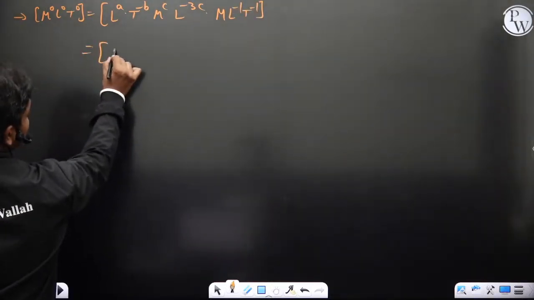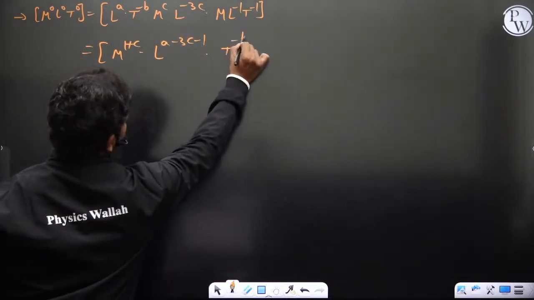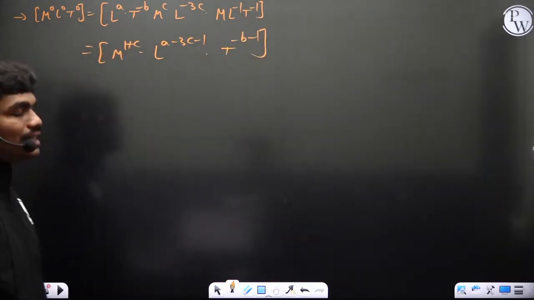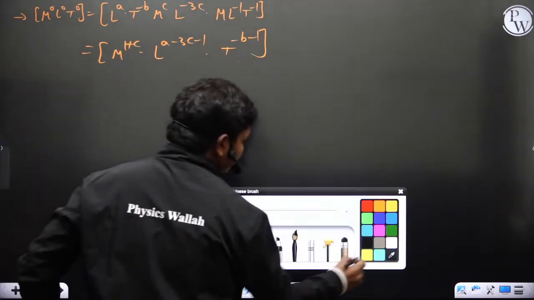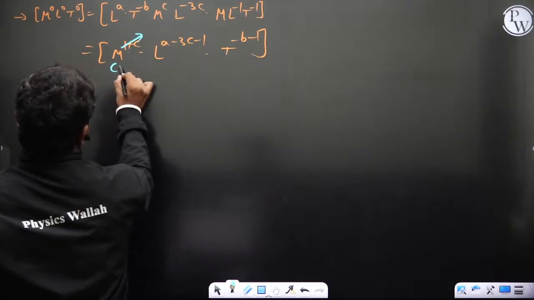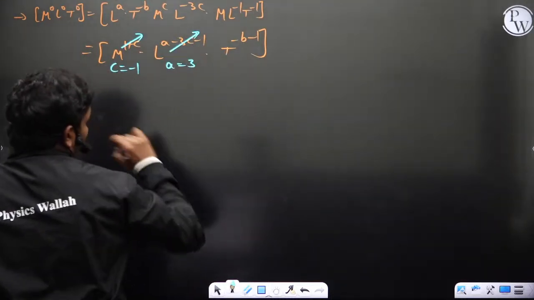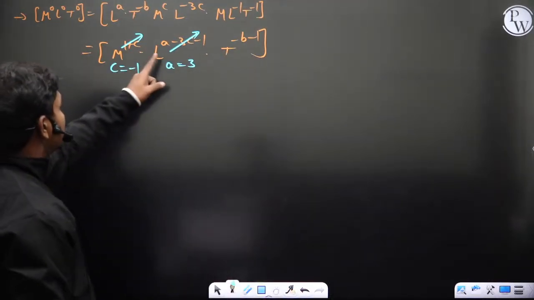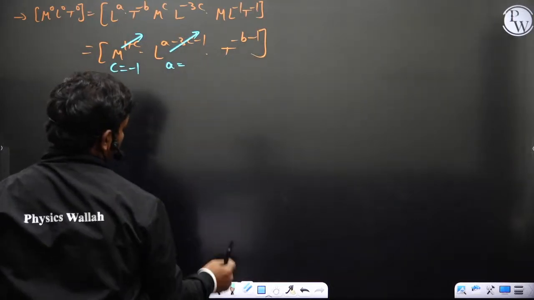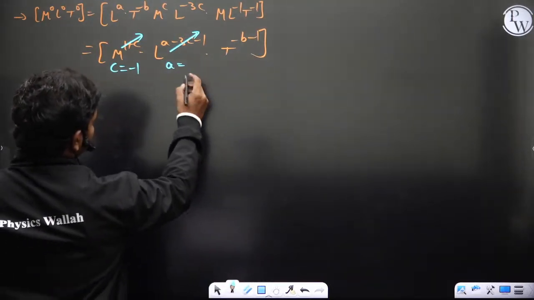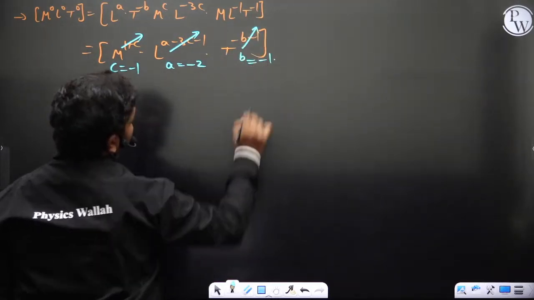So if you segregate them, 1 plus C, L power A minus 3C minus 1, T power minus B minus 1. So this is the expression that you got actually, correct? Now if you make the things zeros, again C is equal to minus 1. So if C is equal to minus 1, A is equal to 3. No, it's not 3 I guess, right? C is equal to minus 1, so A plus 3 minus 1 is equal to 0, so A is equal to minus 2, okay. And B is equal to minus 1 then in that case, okay.